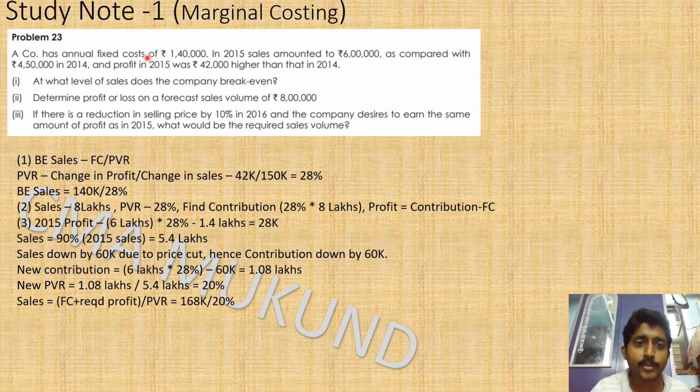So fixed cost, how much? 1.4 lakhs. And what is the profit desired to be earned? It is 28,000. 1.4 lakh plus 28,000 comes to 1.68 lakhs, and PV ratio of 20 percentage. So 1.68 lakh divided by 20 percentage is the desired sales to achieve a profit of 28,000 rupees in the year 2016. So as a management accountant, you can give your final conclusive remarks.